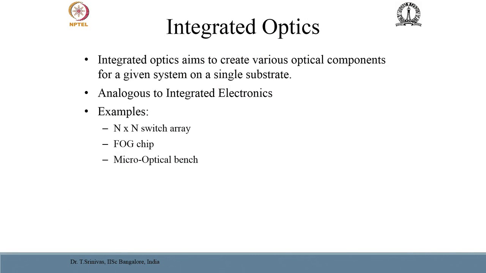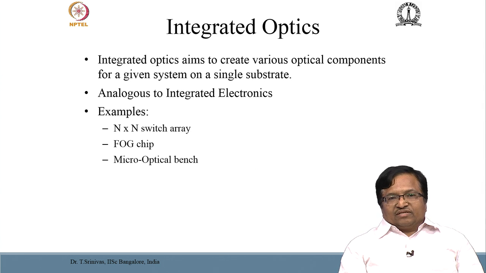The photonic integrated circuits or integrated optics can be considered as analogous to electronic integrated circuits. In olden days we used PCBs, then the breadboards etc. to build electronic systems. Now we have all these systems on a chip. So, you can say that integrated optics is analogous to integrated electronics, where the main aim is to create various optical components necessary for a given system on a single substrate. There are several examples in use today, like N by N switch matrices, a chip for the fiber optic gyroscope, and even a micro optical bench where all the optical components were built on a single silicon wafer.